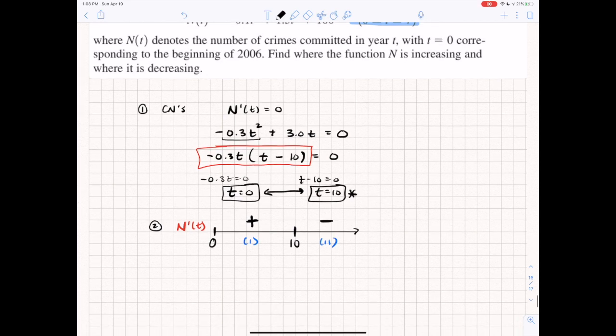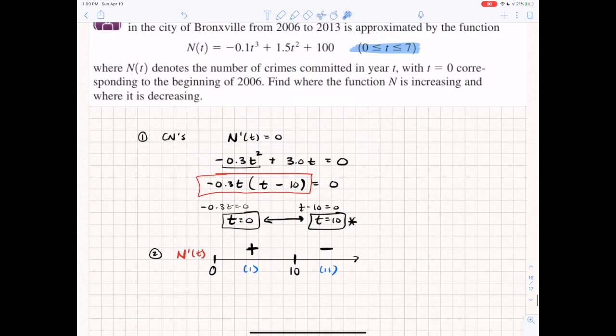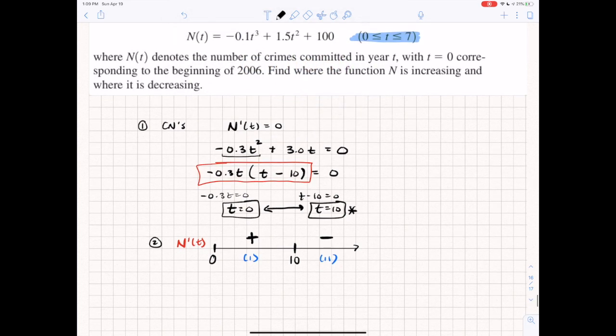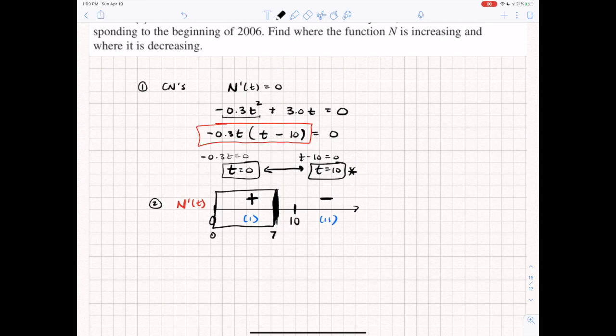And so in other words, this tells me that the number of crimes committed per year is actually increasing from 2006 until 2013, all the way up really until 2016, according to this trend, or after 2016, this would decrease. But because we're only going to t is equal to 7, we're actually not even getting to that break point there because my model doesn't support that. We're staying right here in between 0 and 7.